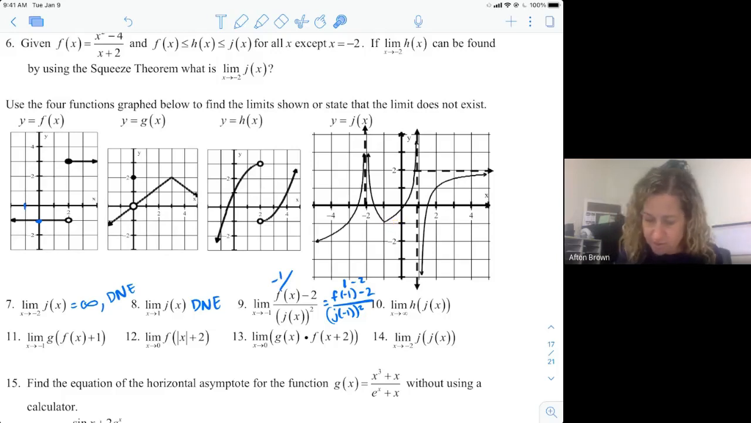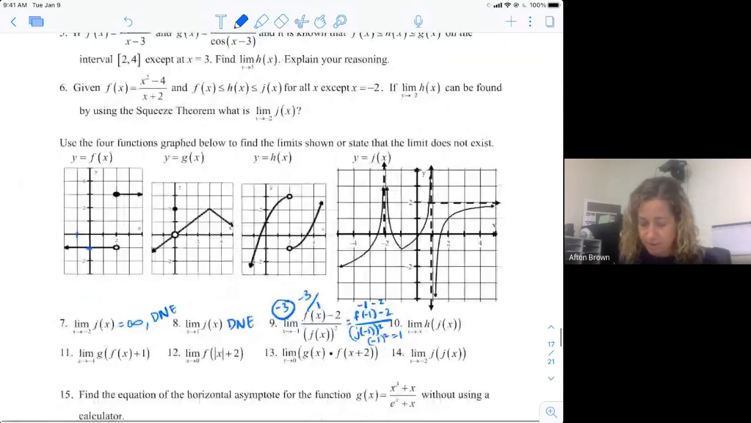Did I write that wrong? You guys, I messed up, right? This is a -1. Right, f at -1 is -3, so this should be a -3 on top. The bottom is a -1 quantity squared, so I got a +1. So my final answer on number 9 would be -3. You guys agree with -3? Thumbs up if you got -3, if I can see your video. Okay, perfect, thank you.